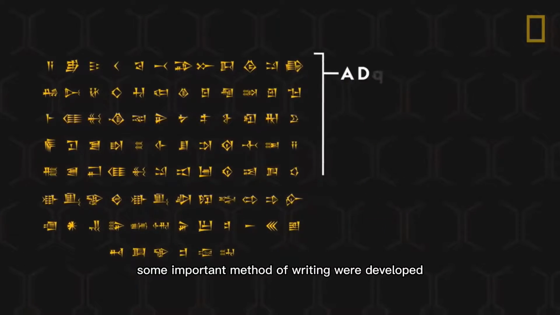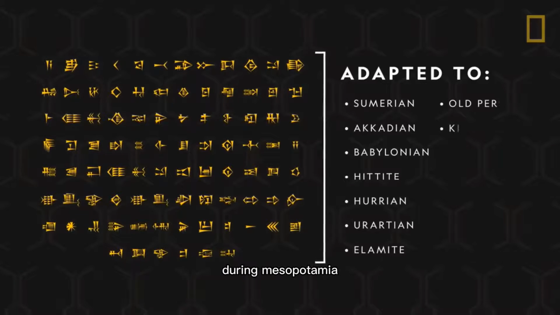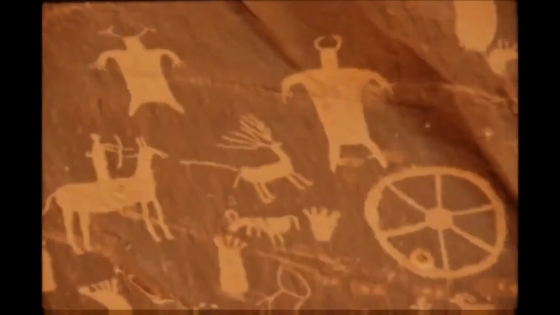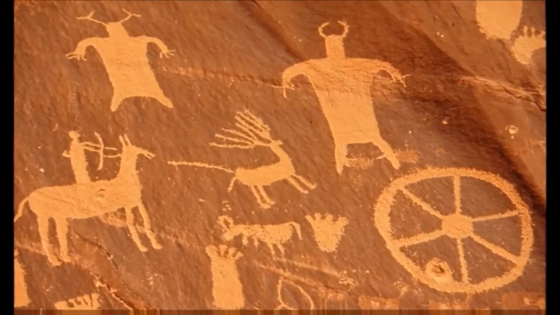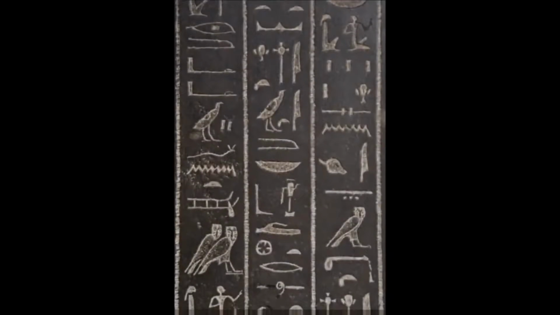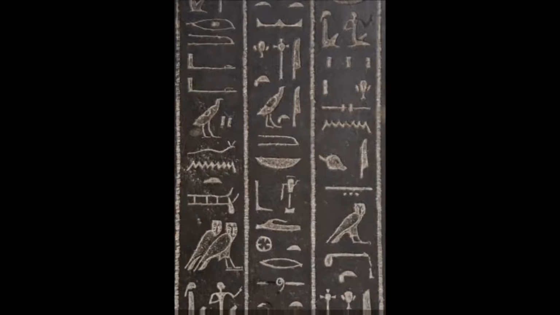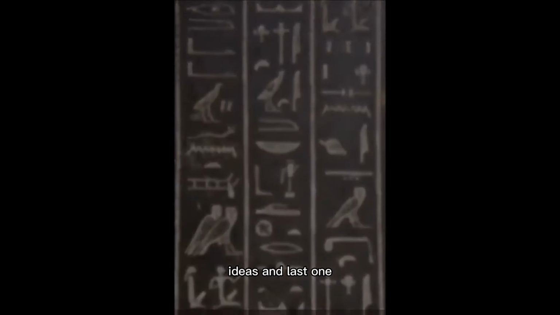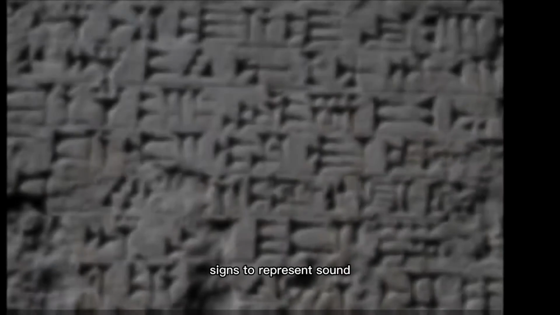Some important methods of writing were developed during Mesopotamia's civilization. Ang isa sa mga ito ay pictograms. Ito ay picture to show meaning. Ideograms. Ito ay signs to represent words, ideas. And last one, phonetics, signs to represent sound.